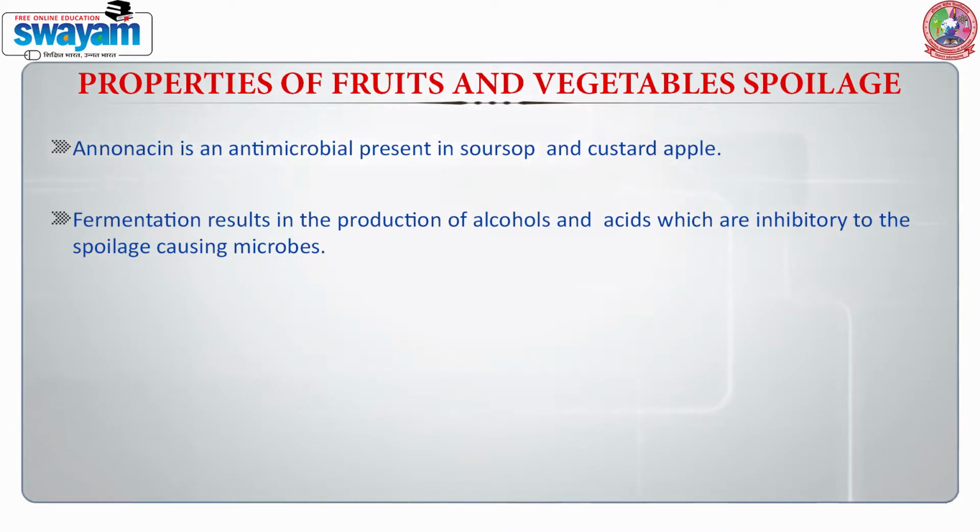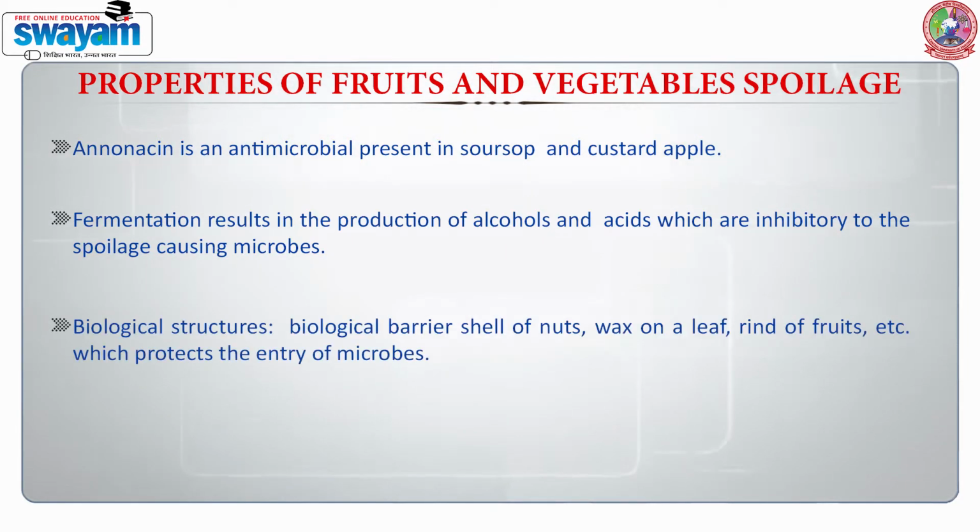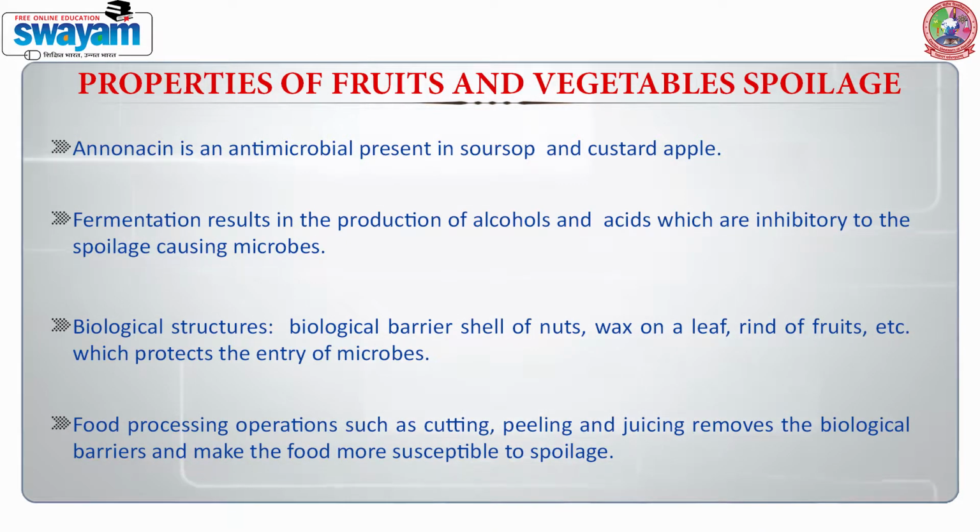Therefore, there are also certain features like biological structures. These serve as biological barriers, and these include the shell of the nuts, wax on the leaf, rind of the fruits, etc. Collectively, these prevent the entry of microorganisms and prevent the spoilage of food. Food processing operations, however, such as cutting, peeling, juicing, remove these biological barriers and therefore make the food more susceptible to spoilage.